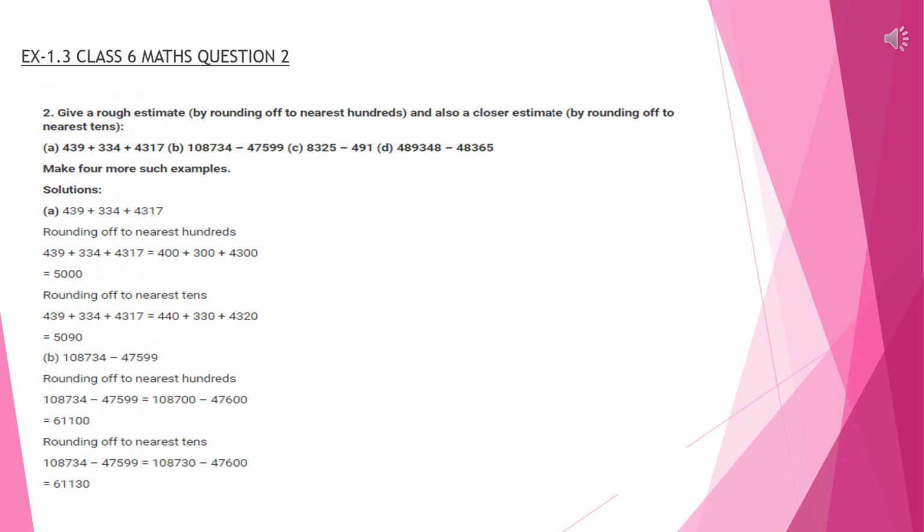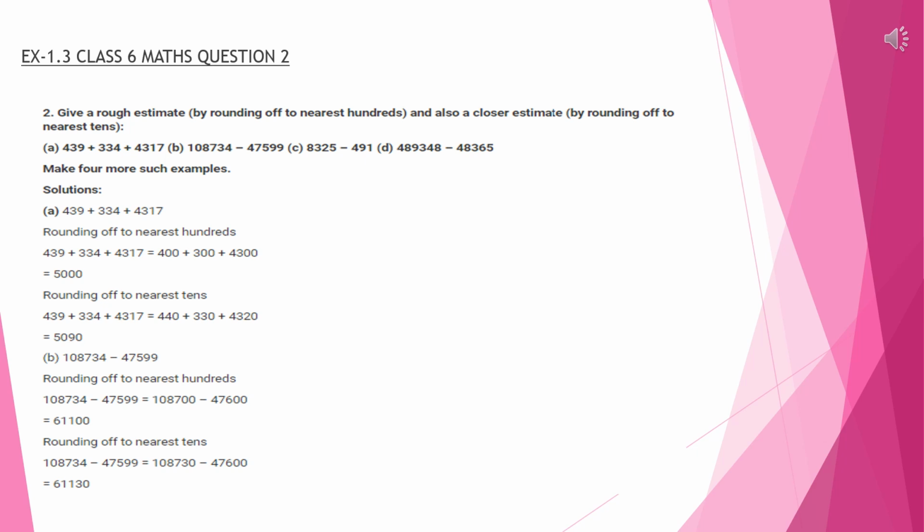Question 2. Give a rough estimate by rounding off to the nearest 100 and also a closer estimate by rounding off to the nearest 10. First part, 439 plus 334 plus 4317. In this question, we have to round off the numbers to the nearest 100 and tens both. Firstly, we will round off the numbers to the nearest 100. 439 equals 400, 334 equals 300, 4317 equals 4300. After addition, we will get the answer 5000.